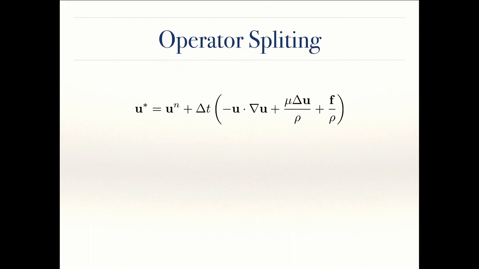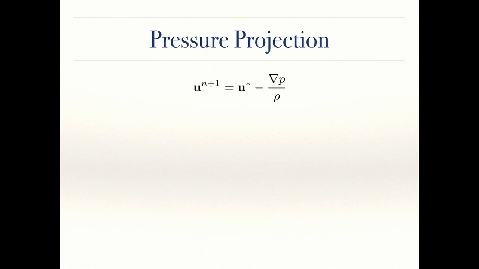So what we typically do is what we call operator splitting, where we first compute this u star solution, which is going to be u^n plus delta t times the advection term, and then the viscosity term, and then the external forces term. And then we'll compute u^(n+1) as u star minus the pressure term. And then the obvious question is, what is p? Well, we know that, so this is just the equation we had before. u^(n+1) is u star minus the pressure term.